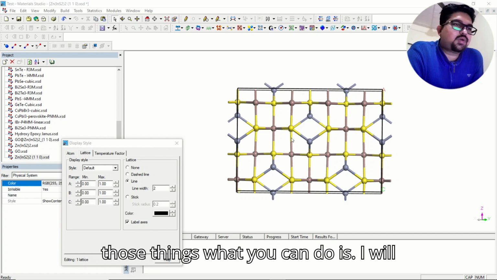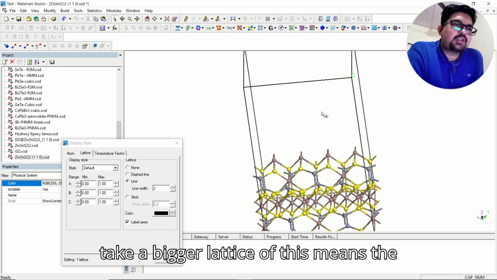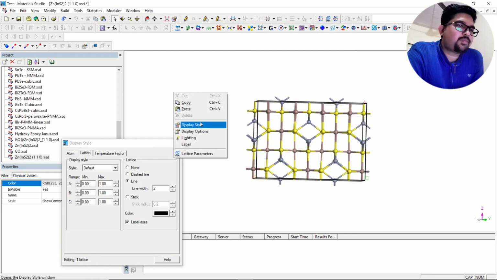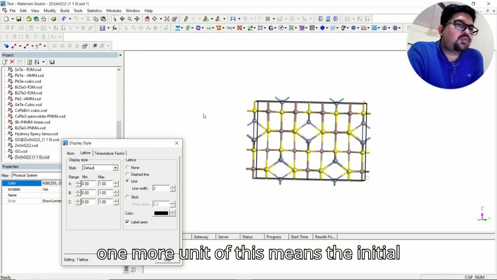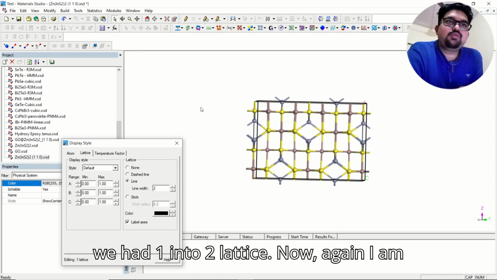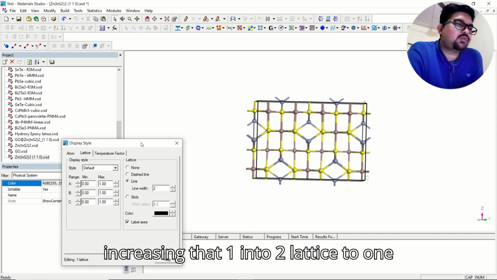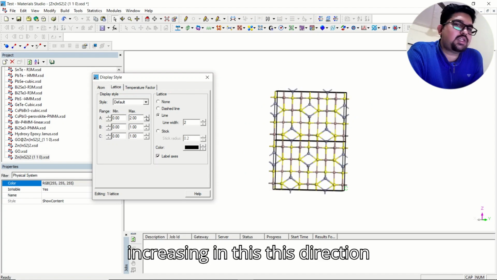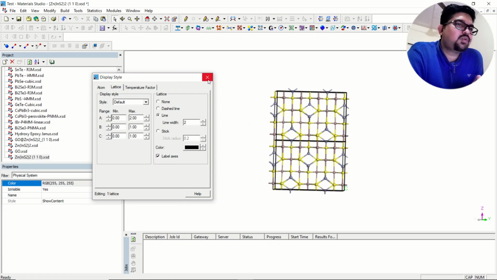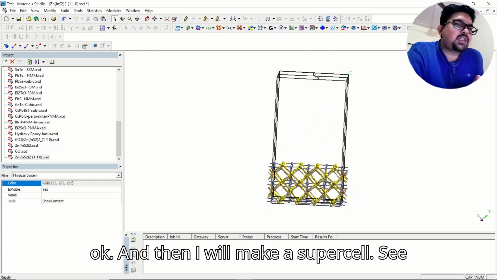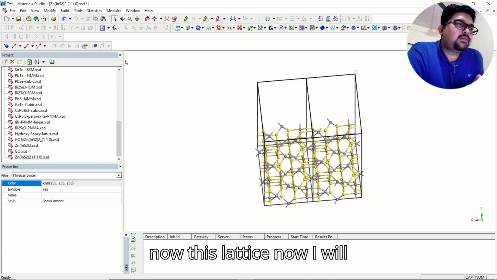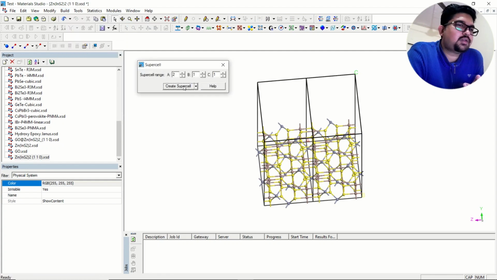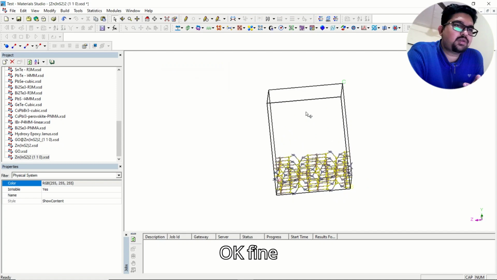So to avoid all those things, I will take a bigger lattice, meaning a bigger slab. Right now I'm taking one more unit of this. Initially we had a 1 into 2 lattice. Now I am increasing that 1 into 2 lattice by one more layer, not this way, I am increasing in this direction. Then I will make a supercell. See, now this lattice, I will make a supercell. Okay, fine.